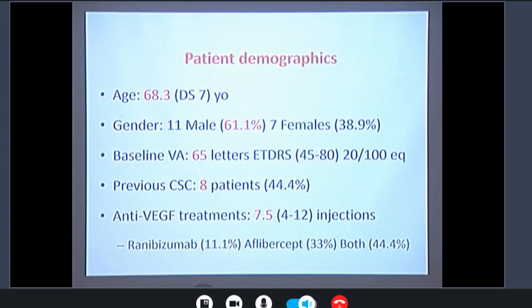One of the things that gets your attention is that of the 18 patients we analyzed, they had previous CSC, previous to developing the neovascular membrane. Also, the number of injections we used in these patients was 7.5 injections over 12 months. So it means some patients used few injections, but some other patients used injections every visit. We used ranibizumab, aflibercept, and also in some of them we switched the drug during the period of the study.